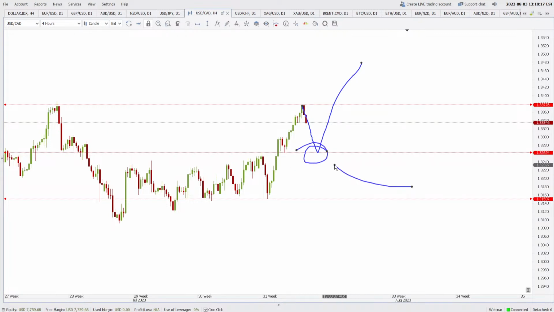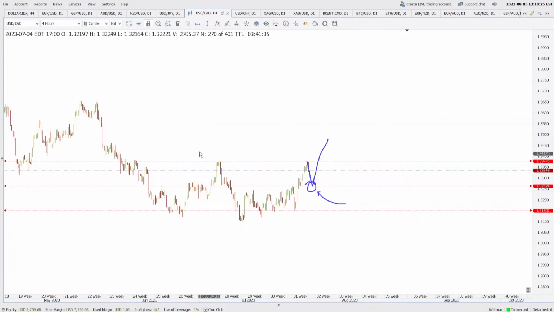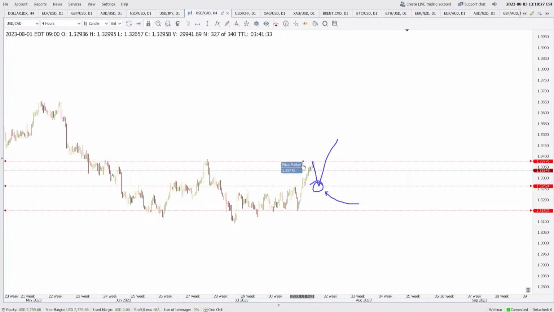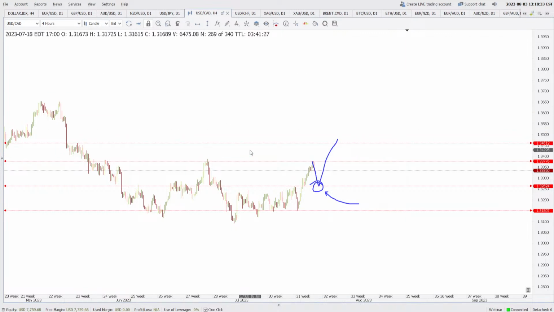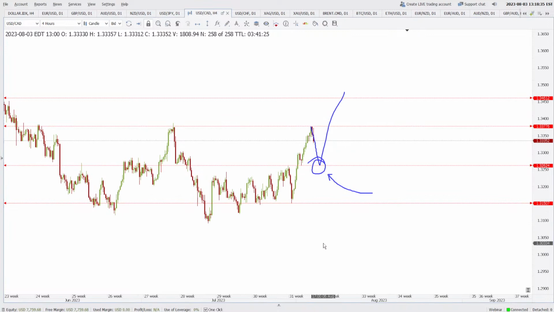Yeah. So buy here, okay, with a small stop loss below 1.3250 and taking profit at 1.3376 and maybe even higher. Okay. So this is the first level of resistance. This may be the second level of resistance, around the 1.3461 area. Okay.